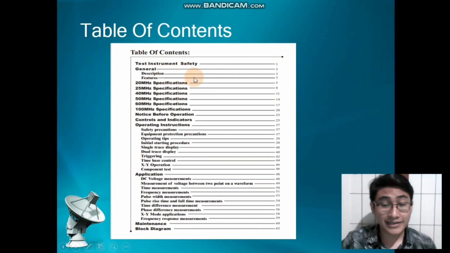I'll begin by analyzing the table of content. From this picture, we know that in the table of content there is no introduction, but begins with the test instrument safety. At the end, the table of content is completed with a block diagram, like this.